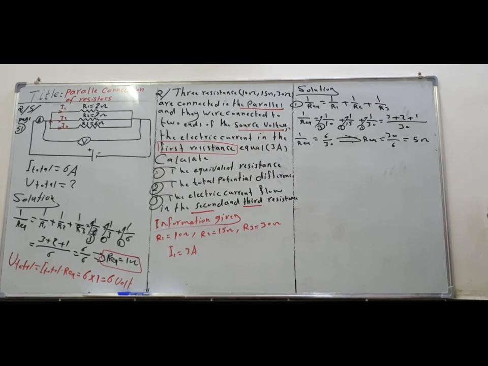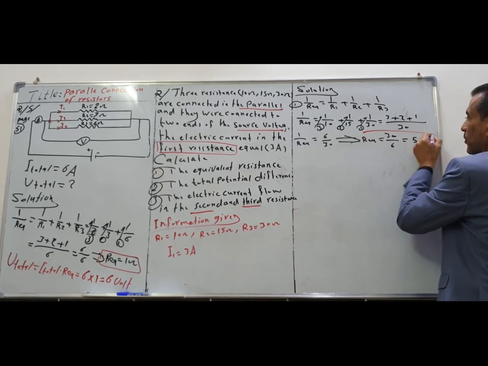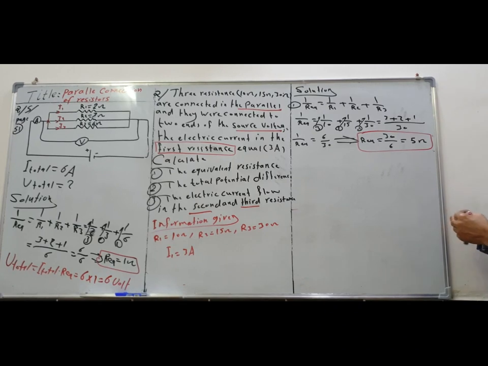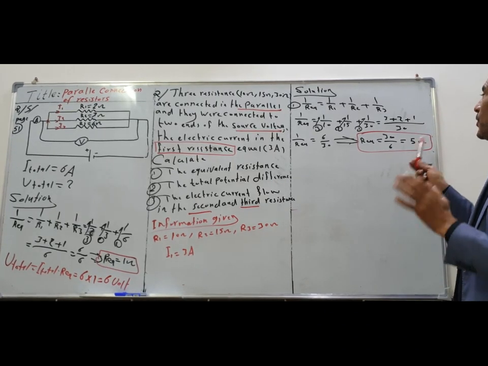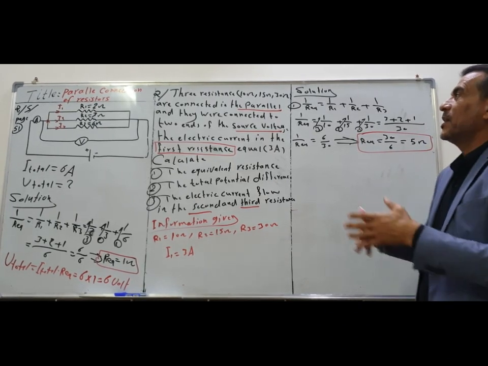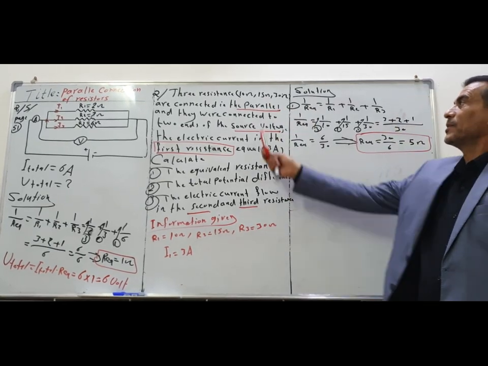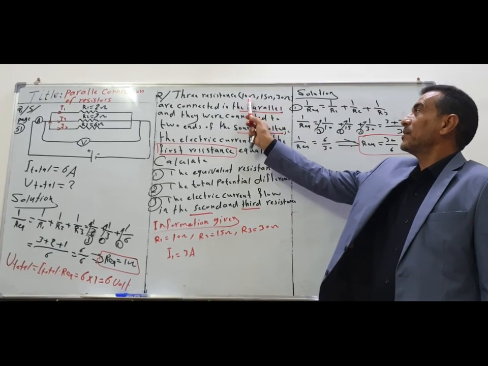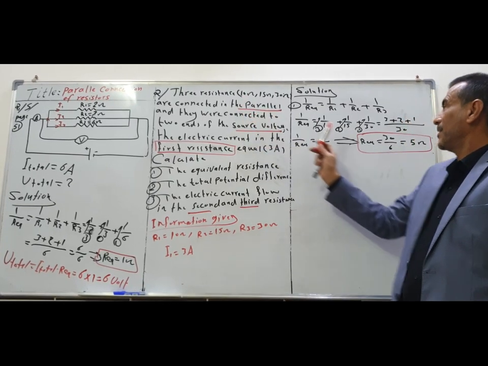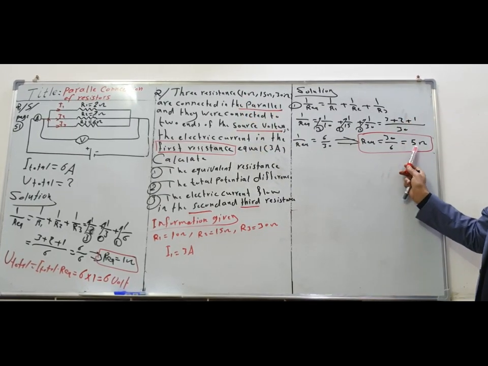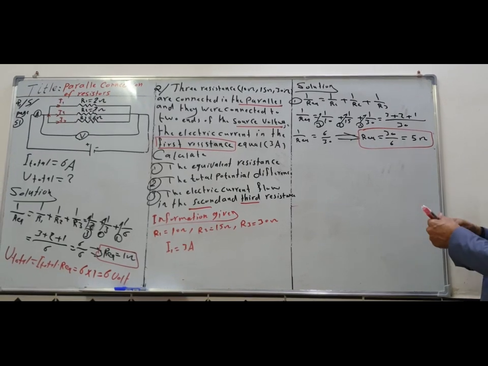This is the amount of the equivalent resistance. To check the solution, the equivalent resistance is smaller than any resistance in the circuit. The smallest resistance equals 10, and the R equivalent equals 5 ohm.